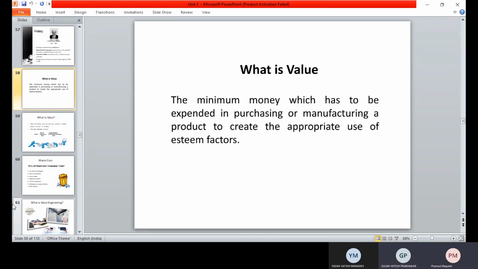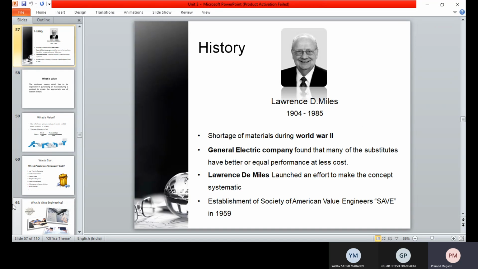Yes, sir. Okay, okay. You can just write down this point: value engineering. You can write the author also, Lawrence Miles.